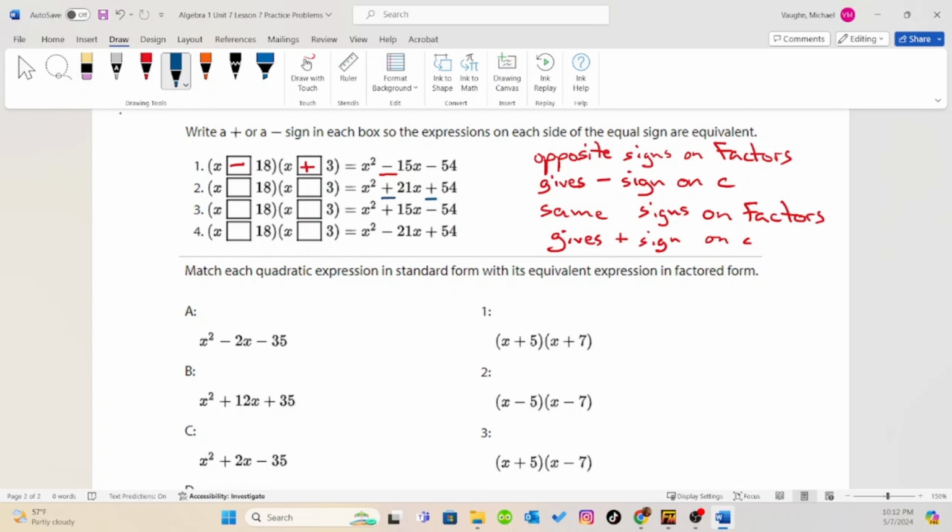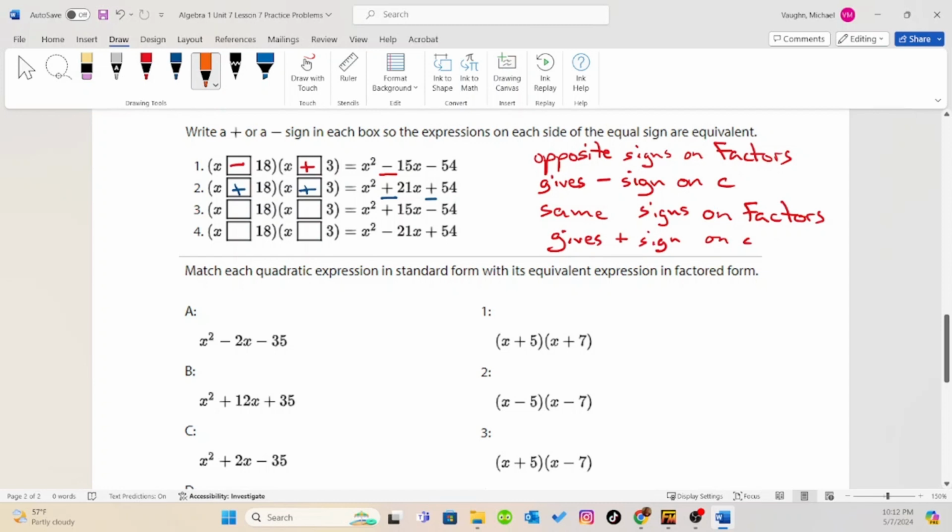The other symbol tells us what that symbol is. So the second plus tells us they're going to be the same. The first plus sign tells us they are both plus. Now we would end up with 18x plus 3x, which would give us 21x, and we would have 18 times 3, which would give us 54.